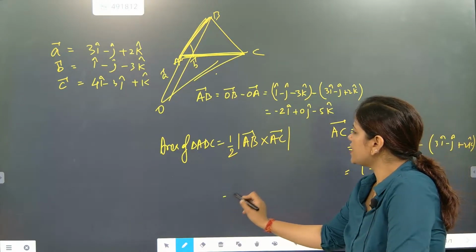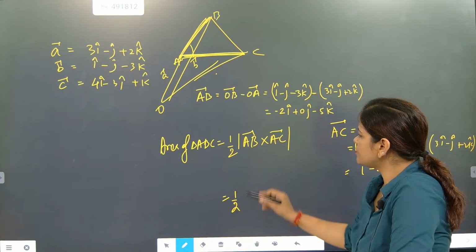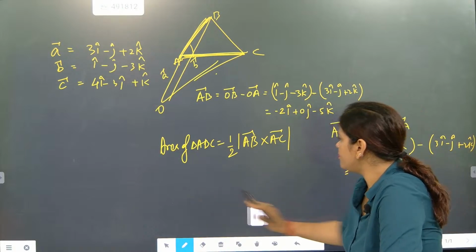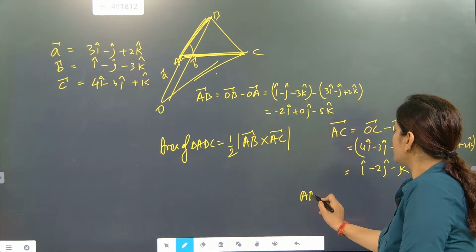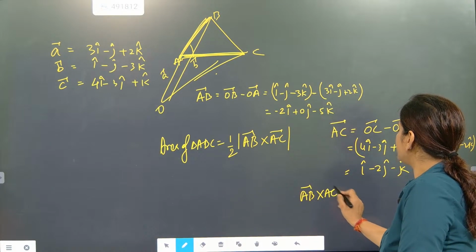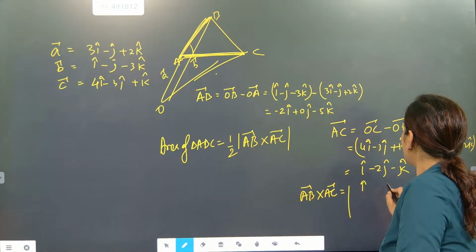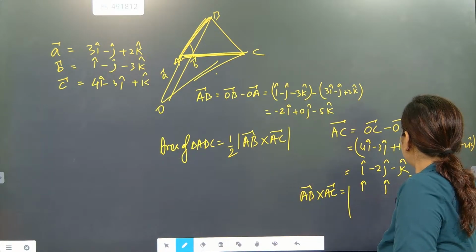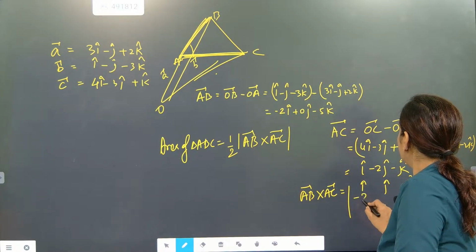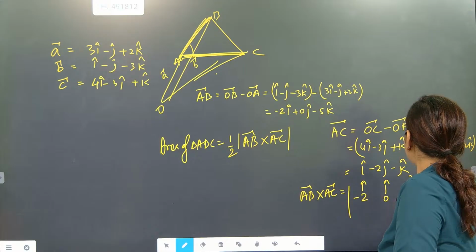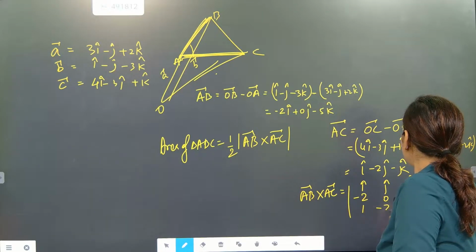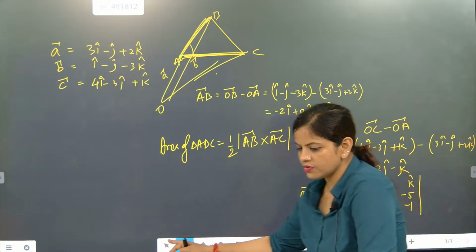Now cross product directly, right? Cross product of this part. So first we will find AB cross AC. AB vector cross AC vector, it will become I, J and K. The first row is 4, 0, minus 5 and the second row is 1, minus 2 and minus 1. Okay.